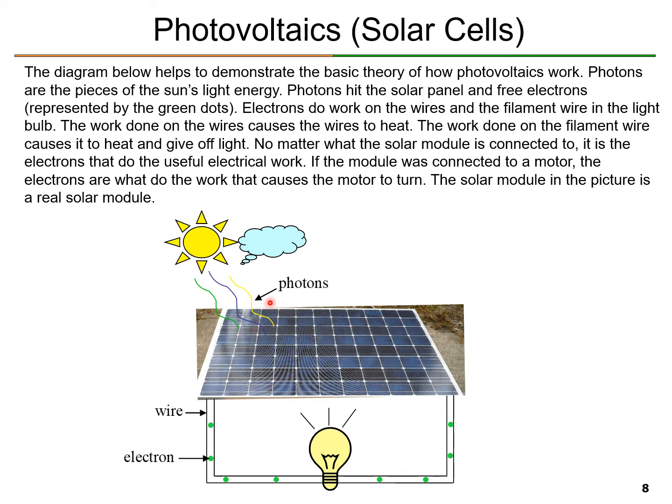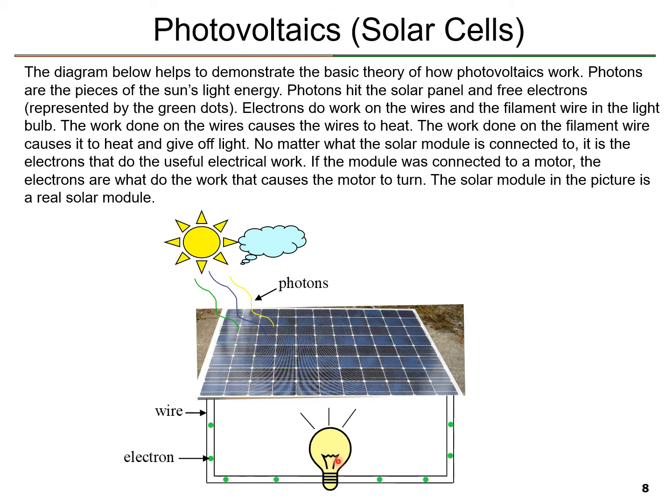Photons, here represented by yellow, blue, and green squiggly lines, are the pieces of the sun's light energy. The photons hit the solar cells in the solar panel, and they free up electrons, represented by the green dots in the wire here. So these electrons do work on the wires. This is a wire, this is a light bulb, and this is a wire. So the electrons do work on the wires and the filament wire in the light bulb.